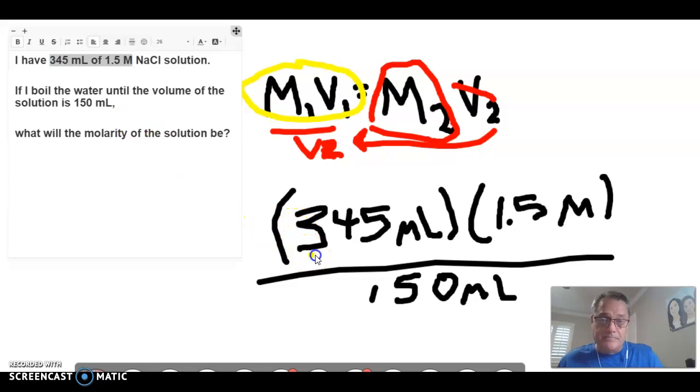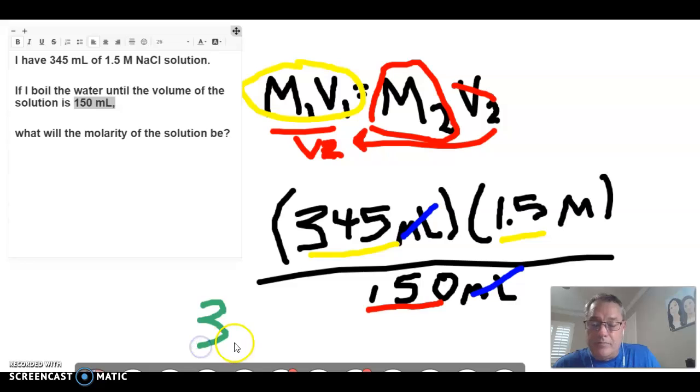I got 345 and 1.5 on top. Notice I have milliliters on top, milliliters on bottom, so they're going to cancel out. And the character all by himself here, 150, goes to the bottom. All right, so let's do the math. 345 times 1.5 divided by 150, and that comes out to 3.45 molarity.